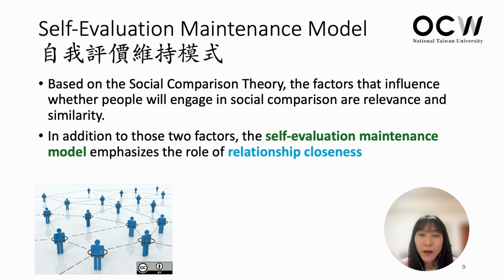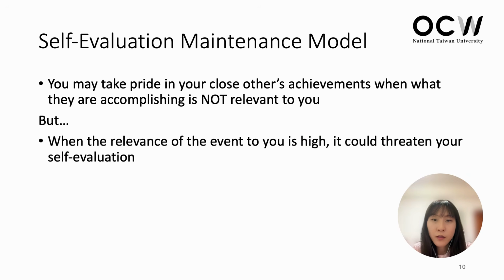The self-evaluation maintenance model builds on social comparison theory. It emphasizes that relationship closeness also plays an important role. The model points to a range of psychosocial forces that help maintain our self-evaluation and self-esteem. And it can help explain why we are actually more likely to be upset when we are outperformed by a friend than a stranger. For example, you major in music.